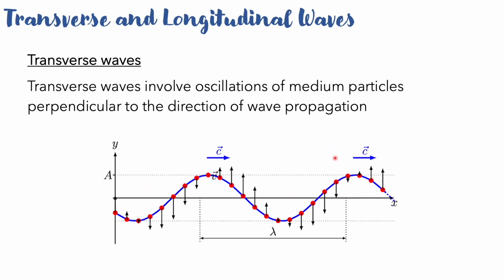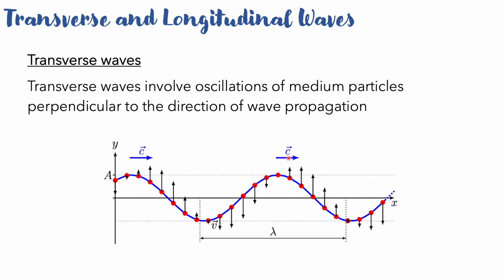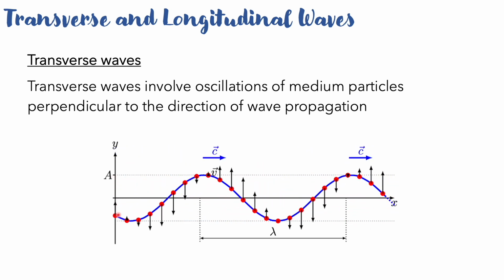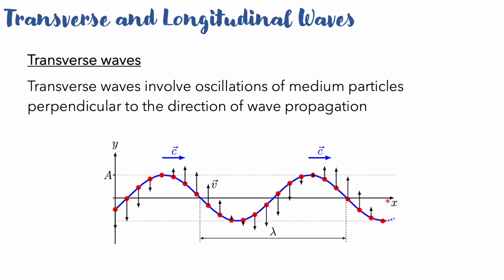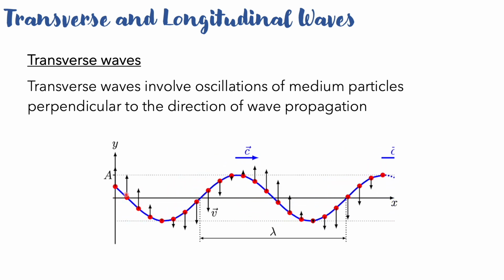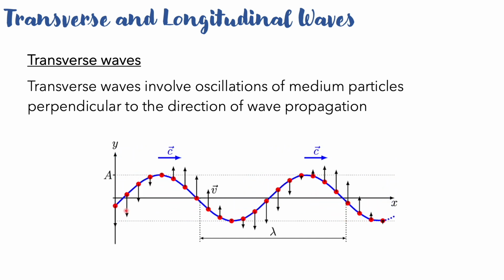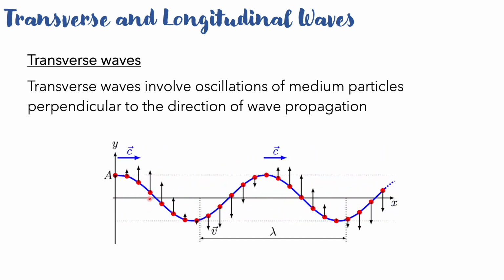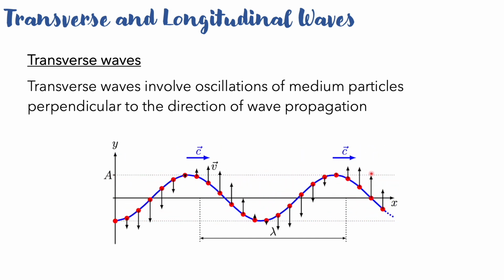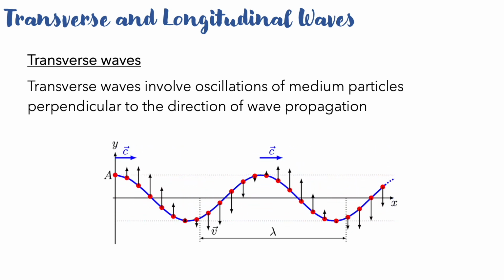Here is an example. This blue line is representing the wave and this c is the velocity of the wave, and the arrow is indicating the direction of movement of the wave. So the wave is moving along the x-axis, while these red spots represent the particles of the medium, and they are oscillating up and down along this central axis. This oscillation is perpendicular to the direction of wave propagation, right? So such a wave is called a transverse wave.